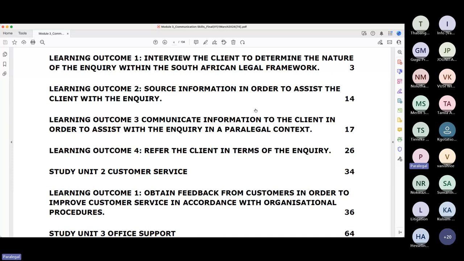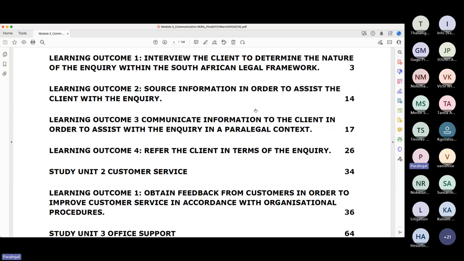Learning outcome 3, communicate information to the client in order to assist with the inquiry in a paralegal context. You'll find that most of these learner guides, they will use words like in a paralegal context. The idea is running away from the idea that when you communicate with clients, we want to say to you that you do not consult with clients.